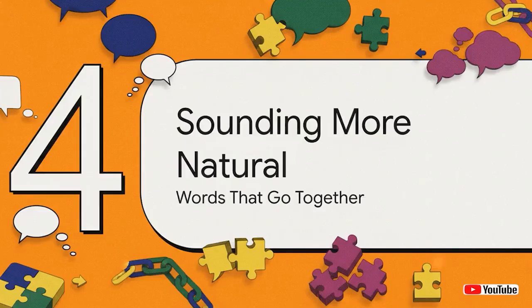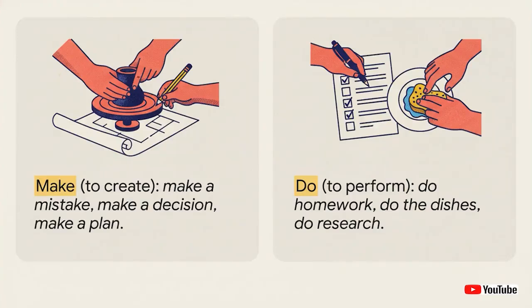Okay, so let's move beyond just the grammar rules and start talking about real fluency. Here's the secret key, really. It's not just about knowing single words. It's about knowing which words like to hang out together. This is called collocation. Make and do confuse so many people, but the general idea is actually pretty simple. You make something when you're creating it, bringing it into existence, like you make a decision or make a plan. You do something when you're just performing a task that already exists, like you do homework or you do research.